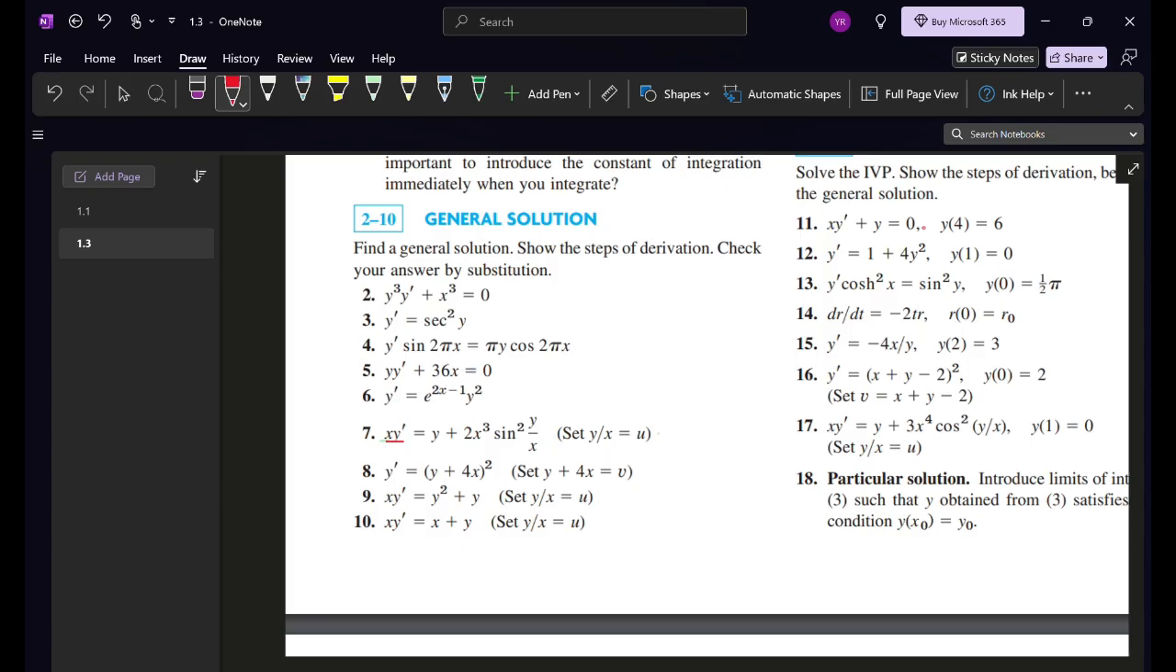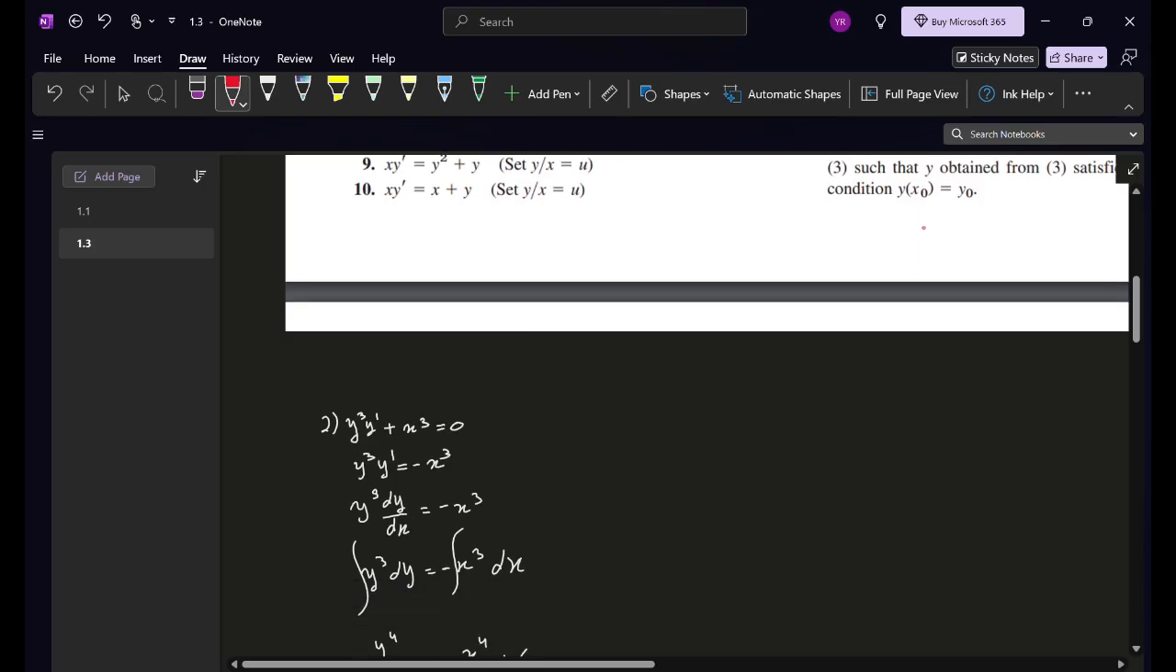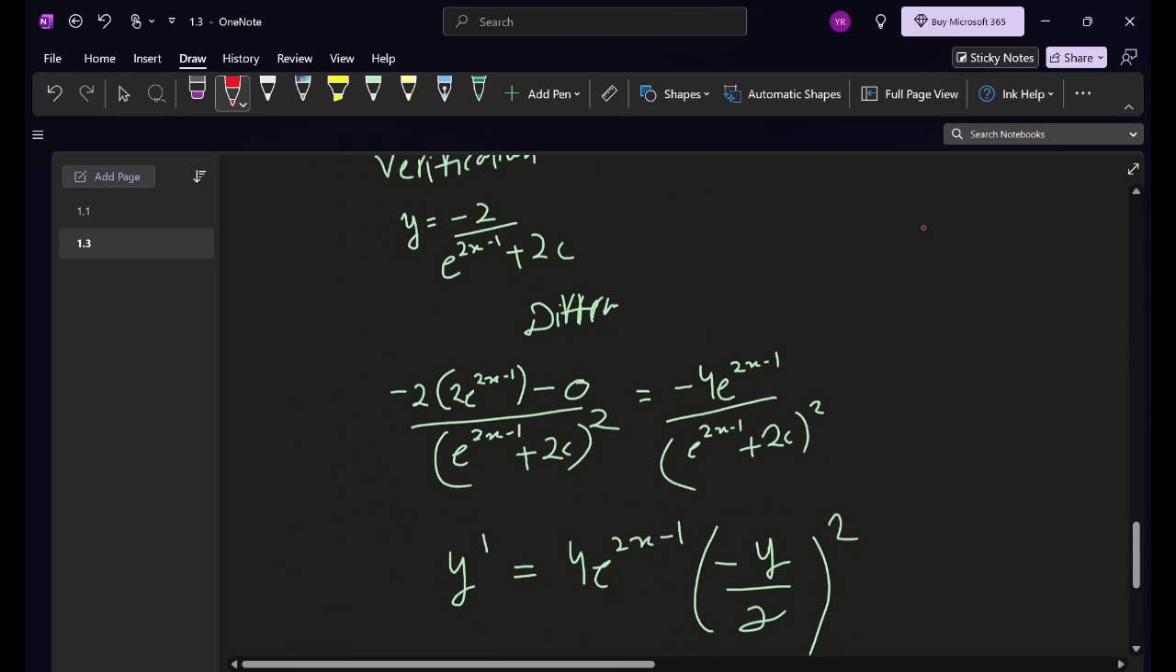So wherever you see x into y dash, your first thought can be to let y by x be equal to u, especially if you see x into y dash is equal to something that cannot be solved by variable separable. So let's just dive into the 7th question.